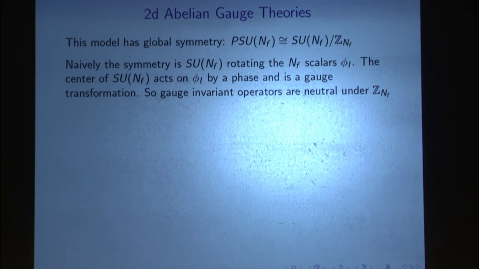So let me explain that a little bit. The point is that naively you may say there's an SU(N_F) symmetry that rotates the N_F scalars phi_I. But the center of SU(N_F) acts on all the phi_I by a uniform phase. And this is part of the U(1) gauge group. So it means that all gauge invariant operators are neutral under Z_{N_F}, which is why we get this global symmetry, the PSU(N_F).